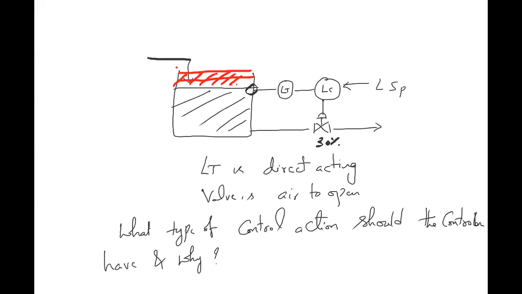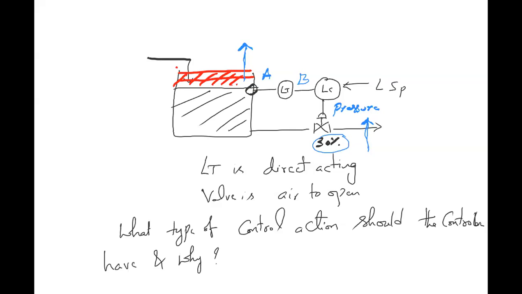Let's mark the responses here. This is A, this is B, and this is the pressure signal. If the level increases here, what should the valve opening be? Should it increase or decrease? It should increase, because to bring the level back to the same point, the valve has to open more. That is the fundamental. If the level increases beyond the set point, the control valve has to open more.